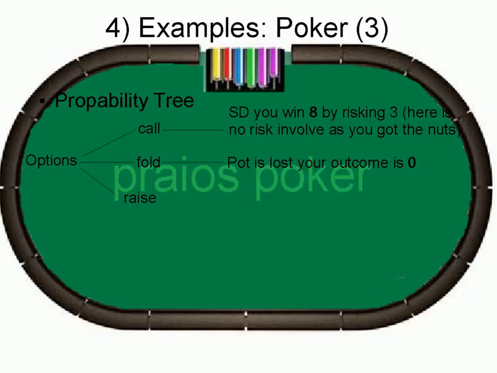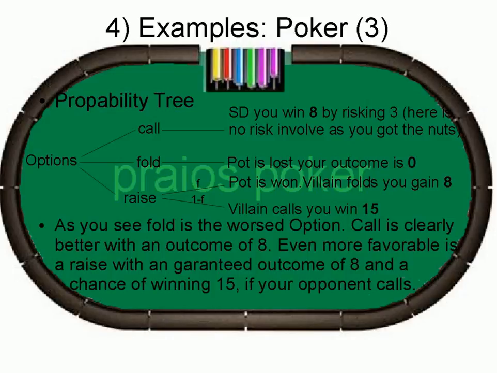If we are folding, the pot is lost and our outcome is 0. And if we are raising, the tree splits into 2 different cases. In the first one, our opponent will fold and we win the pot and gain 8. And if our opponent is not folding, for example, if he's holding a flush as well, we will win 50. So it's obvious that folding is the worst option. Calling is a bit better, but raising is even more favorable as we guarantee to get 8 and also have a chance of winning 15.